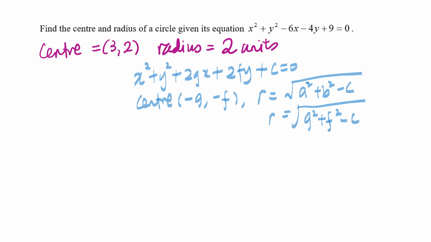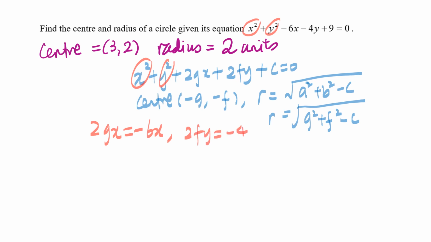So let's do a comparison. How do we compare? x squared is comparable with x squared, y squared with y squared. Therefore 2gx equals negative 6x, 2fy equals negative 4y, and the value of c equals 9. So you can break it up into 3 columns like that.